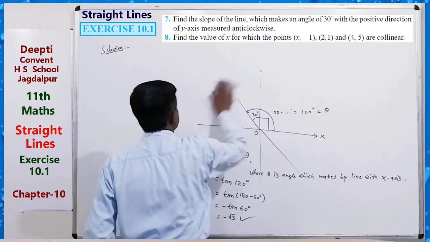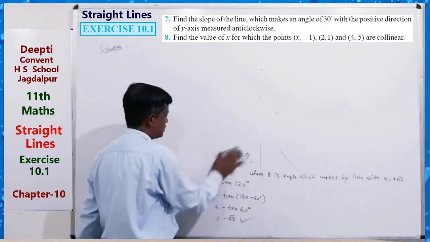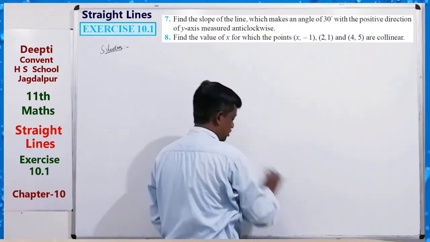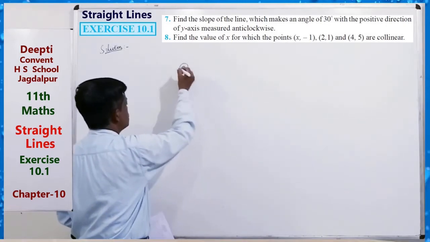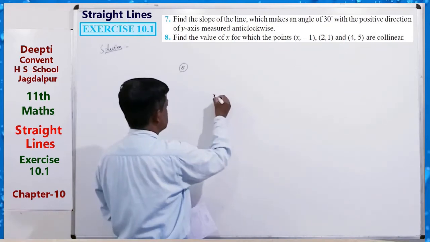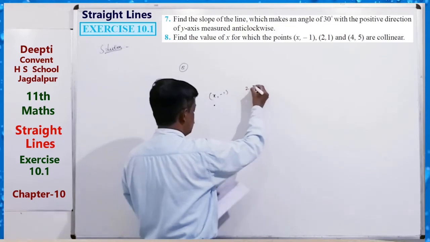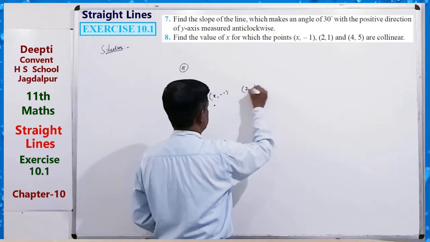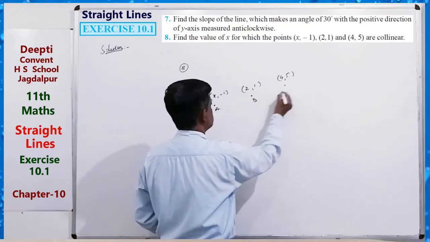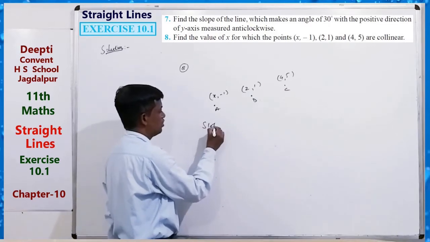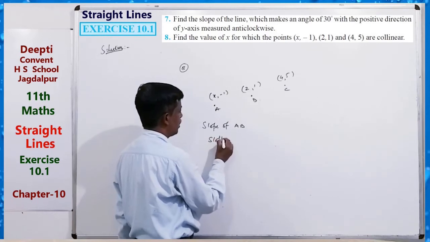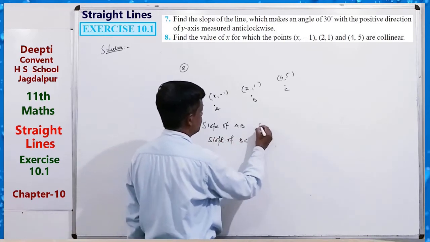Collinear means, so here I will discuss each question in short, so you can solve it very simply. Question 8: the points are (x, -1), (2, 1) and (4, 5). Suppose these are A, B, C. Then find the slope of AB and the slope of BC.